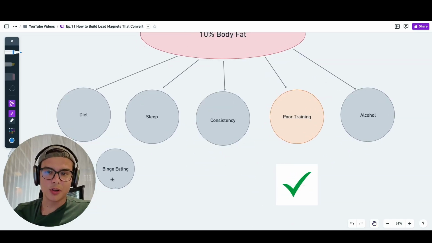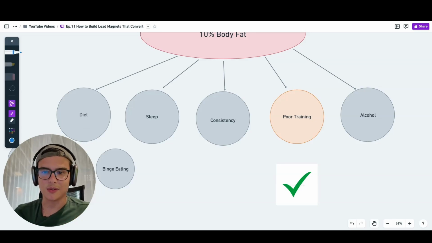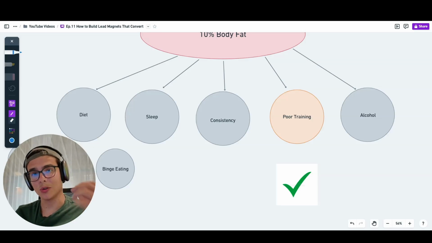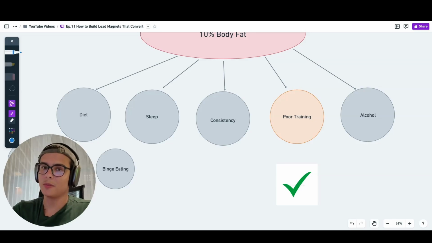I've put this here just to show that within one bigger problem, you can have smaller sub-problems, and this is also a really good thing to do, because if you have the resources to create super targeted lead magnets, for example, meal prep under the diet plan, which is very specific, or how to eat healthy when you're at restaurants, which is also very specific, you're going to have a higher chance of ultimately solving the problem that the person is struggling with.